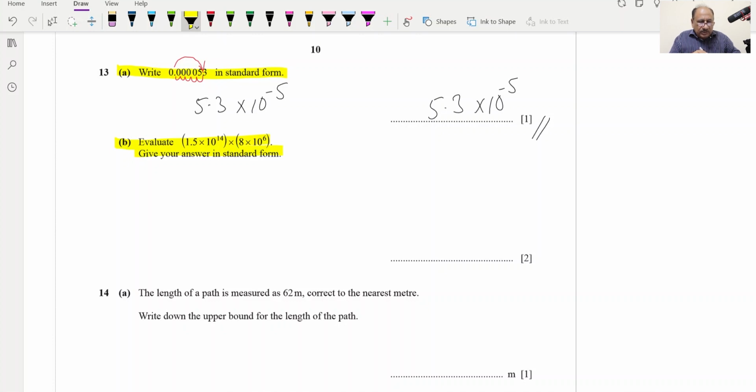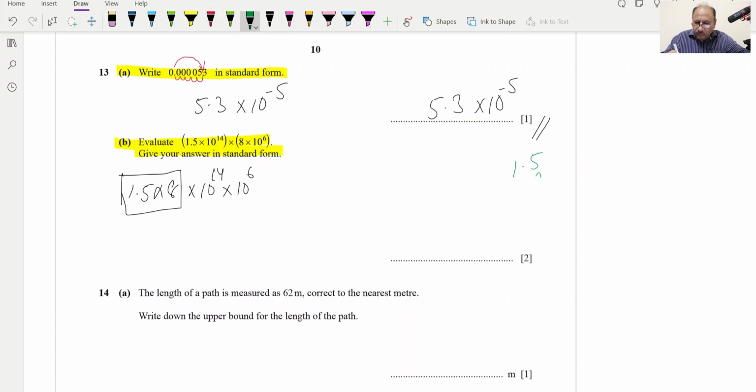Give your answer in standard form. For that one, we can rewrite this. We can multiply separately, like we can rewrite it as 1.5 multiplied by 8 and multiplied by 10 raised to the power 14 multiplied by 10 raised to the power 6. We can multiply this portion first.